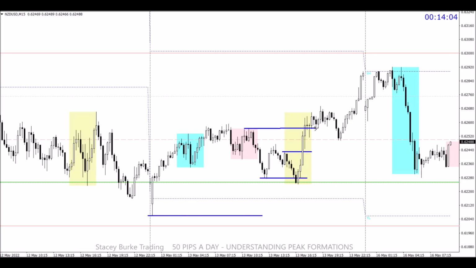So 3 levels of drop, consolidation, hit the previous day's low, market forms a new peak formation long inside, and then puts in a peak formation low for the reversal back up.